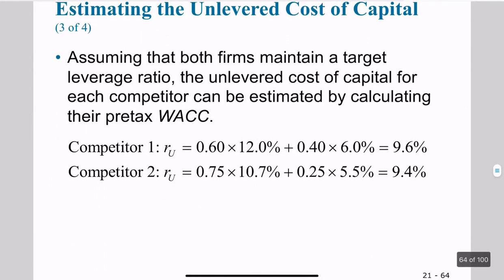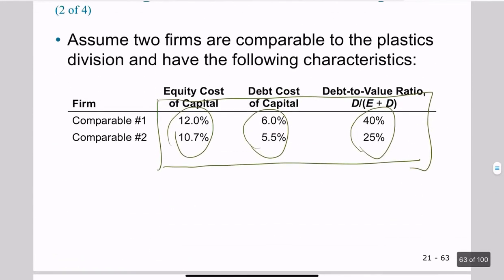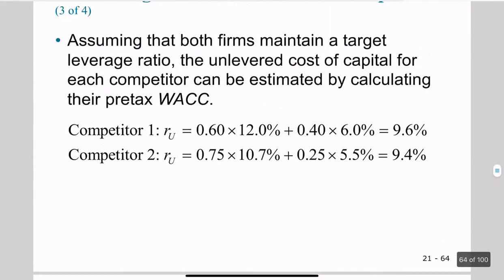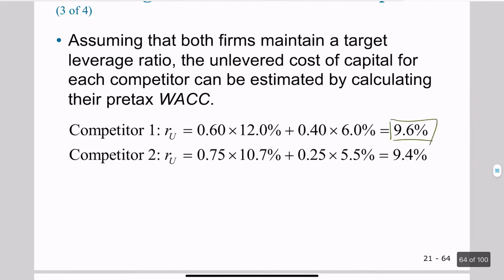So you can see that, for example, for firm 1, its unlevered cost of capital is 60% times equity cost of capital plus 40% times 6%. So this gives us 9.6%. And for the second comparable firm, its unlevered cost of capital is 9.4%.